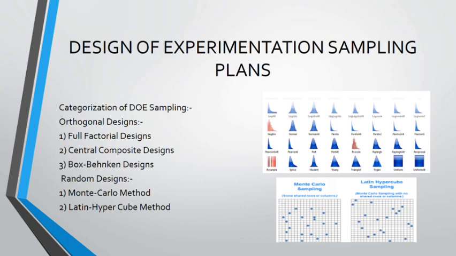The second category is random designs. These are used when there is a very huge sample plan and it is insufficient to carry out a complete orthogonal design. So by randomized algorithms, we select specific points so that the whole sample space is covered, and then sampling is done. The two design techniques are the Monte Carlo method and the Latin hypercube method.